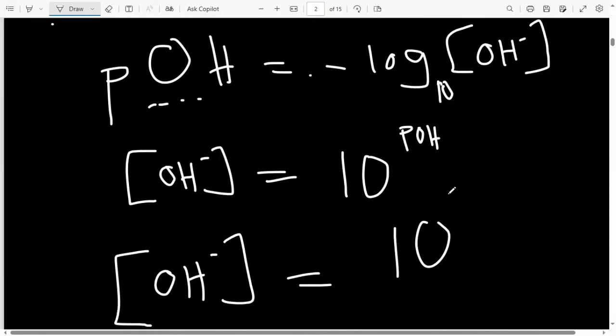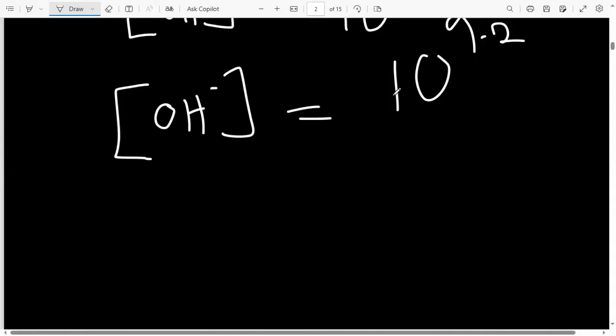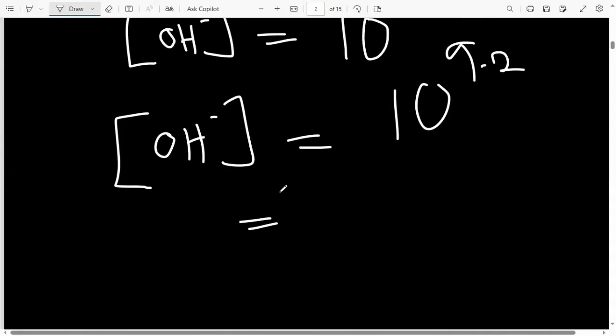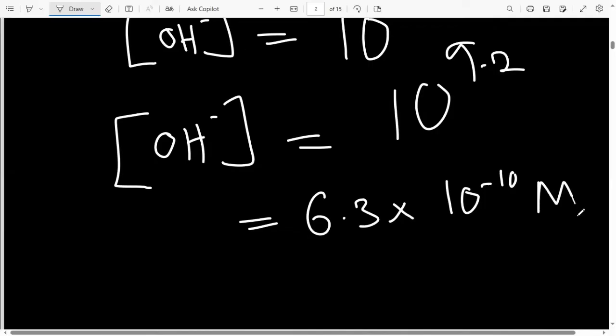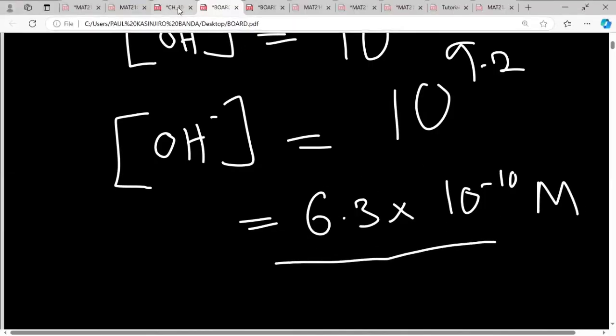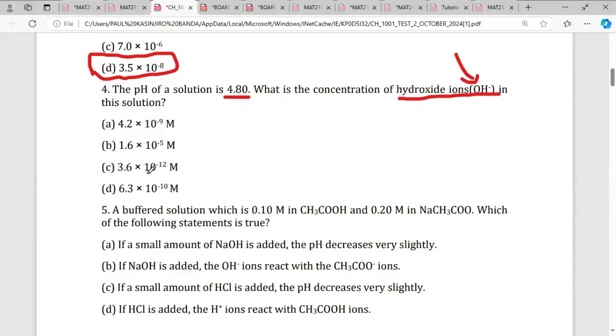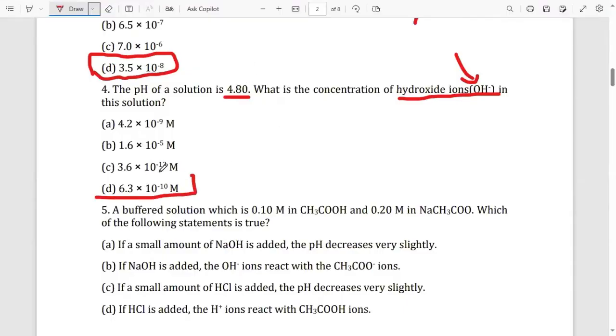It was 9.2. So we put 9.2 here. Then you punch on your calculator. What are you going to get? Okay, 10 to the power 9.2. You should get approximately 6.3 multiplied by 10 to the power minus 10 molar. Okay, so you go on your options and then you look for this answer. So if we go on our options, we see that this answer is on D. Okay, so D there was our correct option.